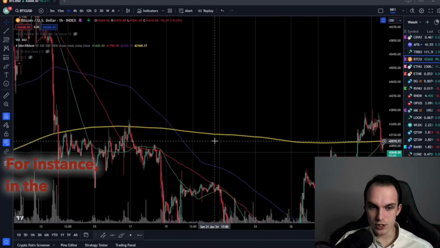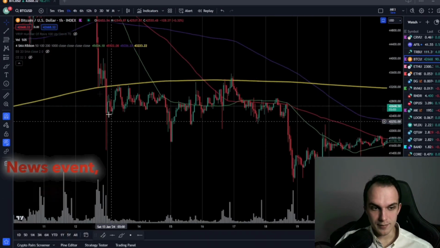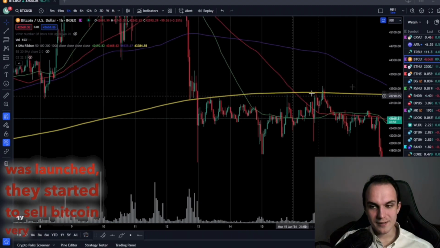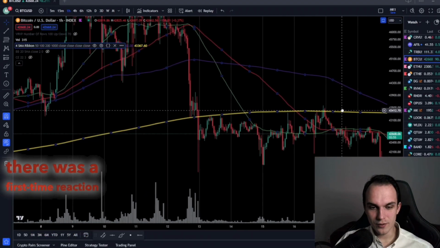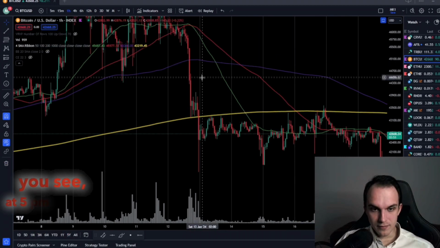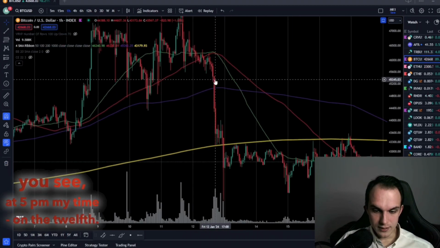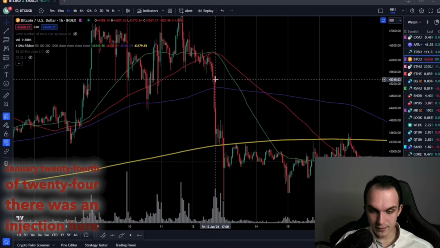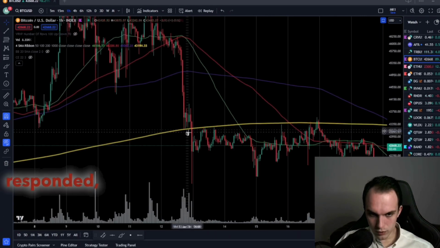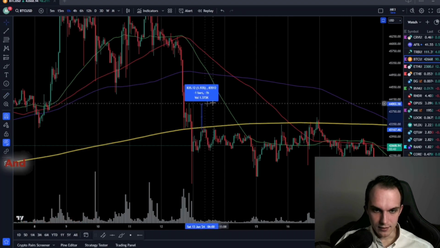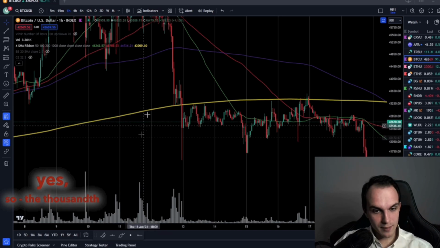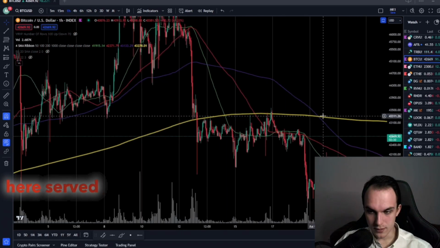For instance, in the recent dump, this sell-the-news event at the moment when the ETF was launched, they started to sell Bitcoin very significantly. There was a first reaction to it. You see, at 5 p.m. my time, on January 12th, 2024, there was an injection here. Naturally the price responded, had an increase of 2%, and after breaking through it, it couldn't come back. So the 1000th hourly moving average served as a barrier here.